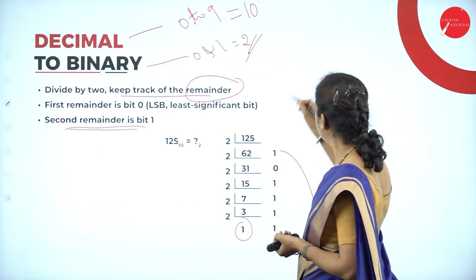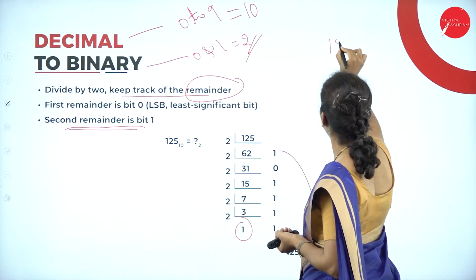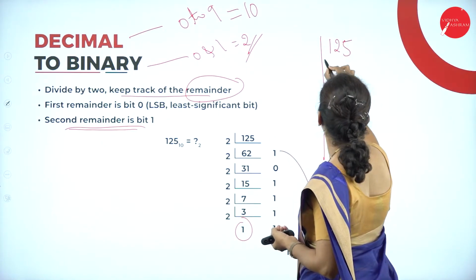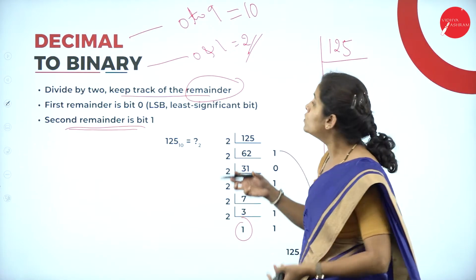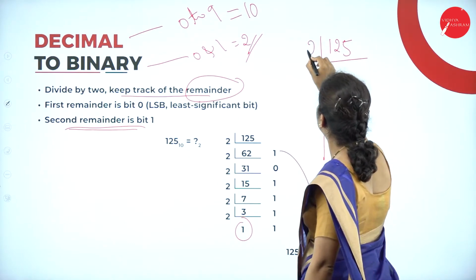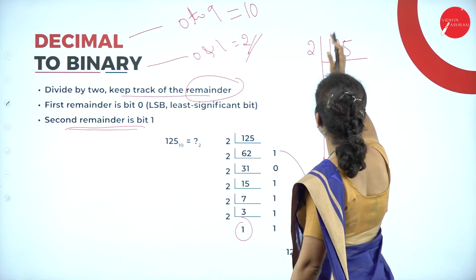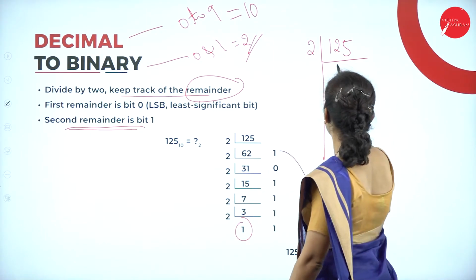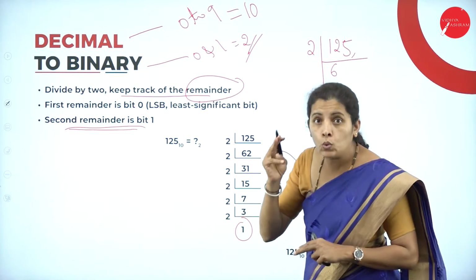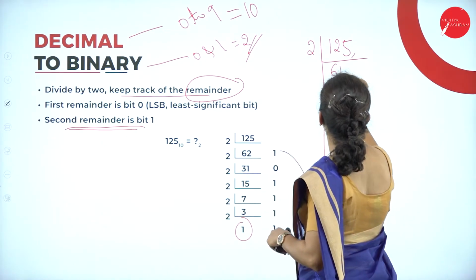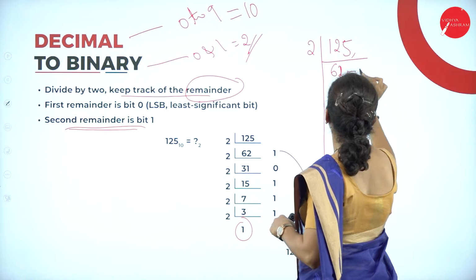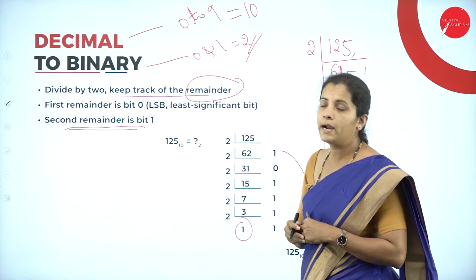Now consider the example. What is the example we have? It is 125. That is 125. This is my decimal number. Now I want to convert this decimal number to binary. For that, I'll start dividing by 2. 2 6s are 12. So I'll write 6. Okay. Then I have 5. 2 2s are 4. That is 5 minus 4. How much? 1 is the remainder.